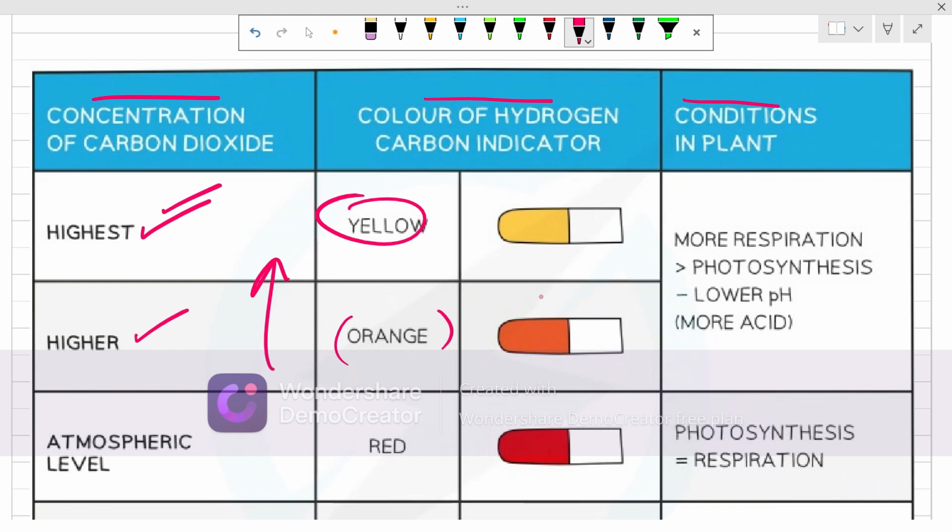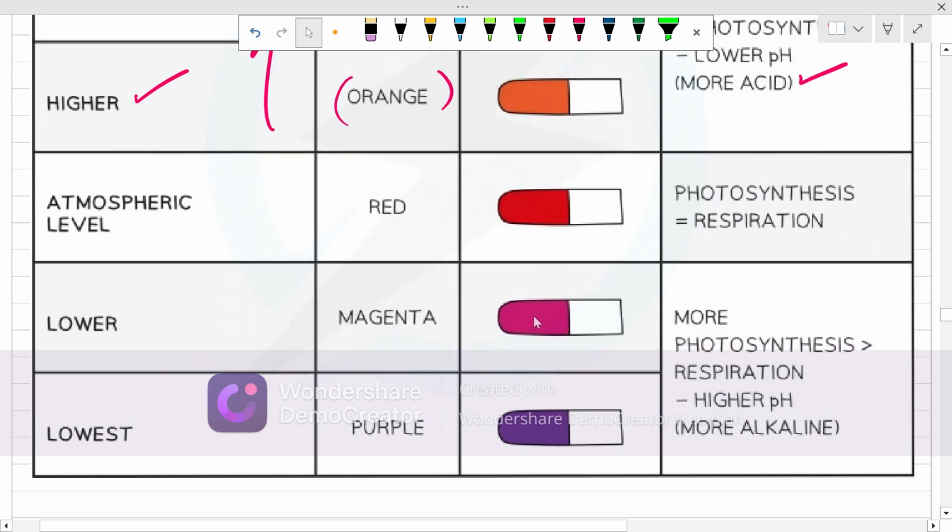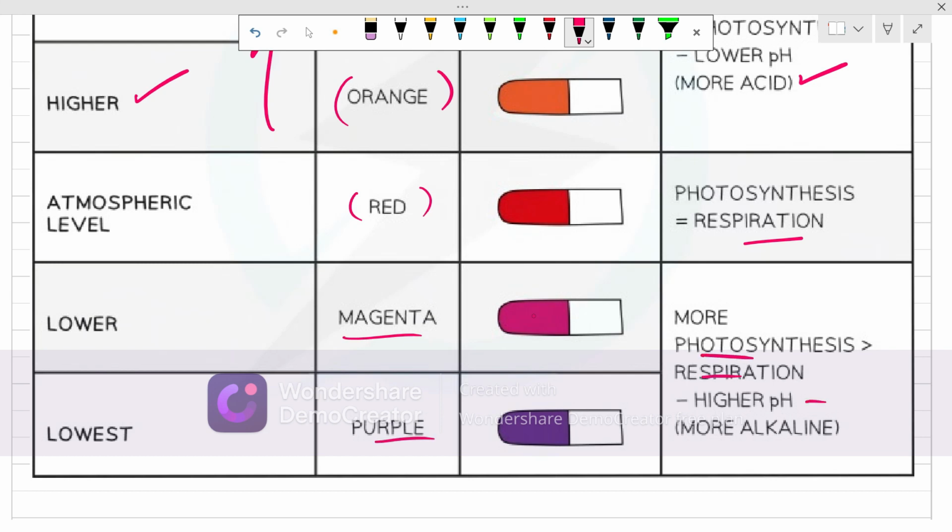This is a low pH, more acidic. At atmospheric level, this is balanced, red, where photosynthesis is equal to respiration. The lower ones are magenta and purple, where there's more photosynthesis than respiration. This is a higher pH, more alkaline.